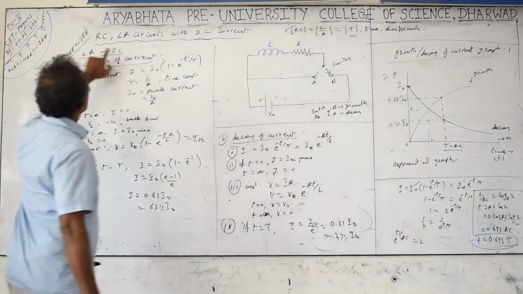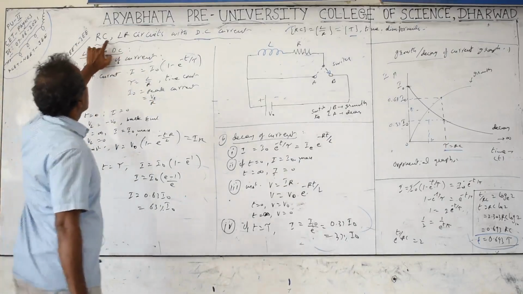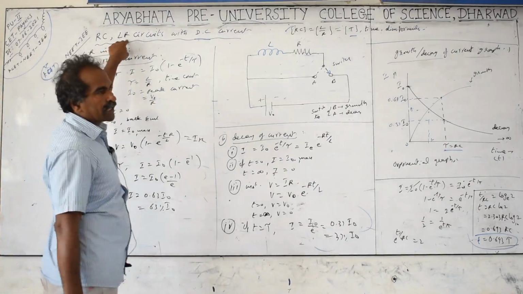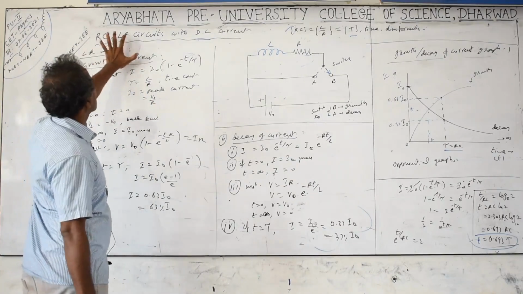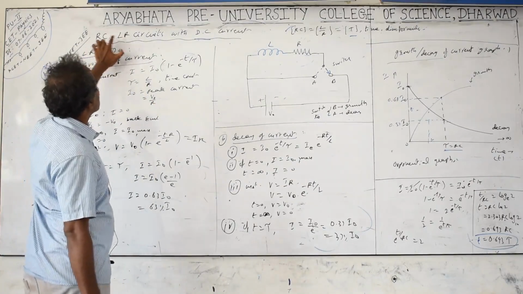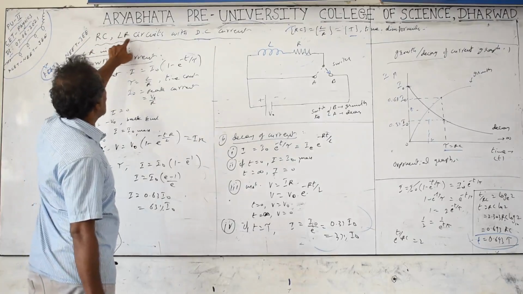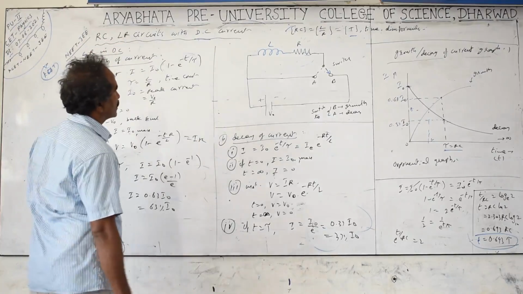Circuit diagrams, the next part. Previously, please check that I made a mistake: I wrote LC circuits, inductor and capacitance. AC circuits we have completed. It is RC or LR. Resistance and capacitance, or inductor and resistance, which means RL or LR we can write.